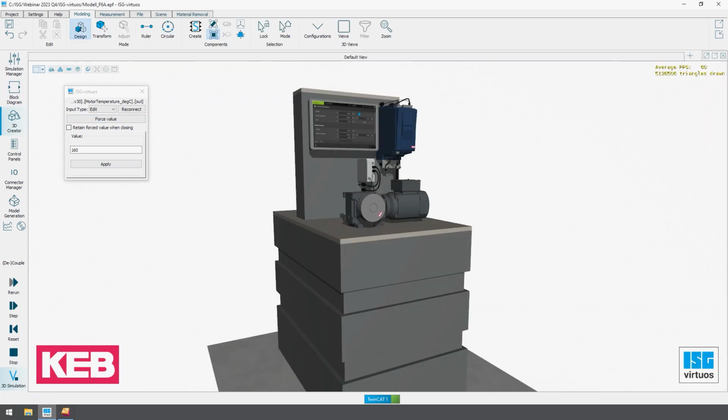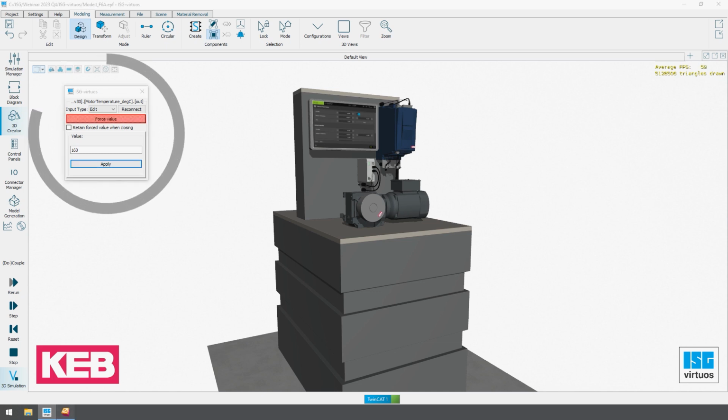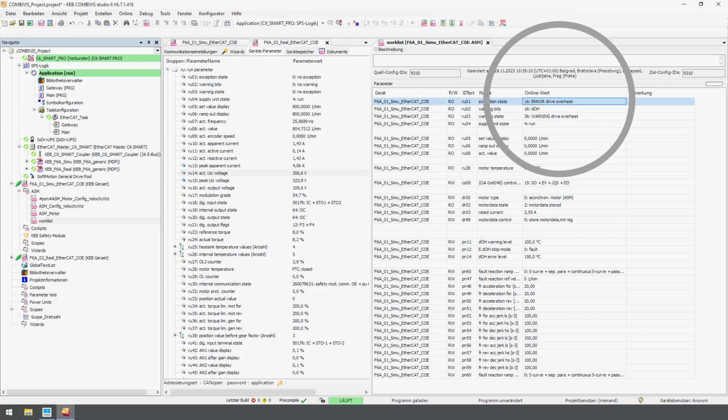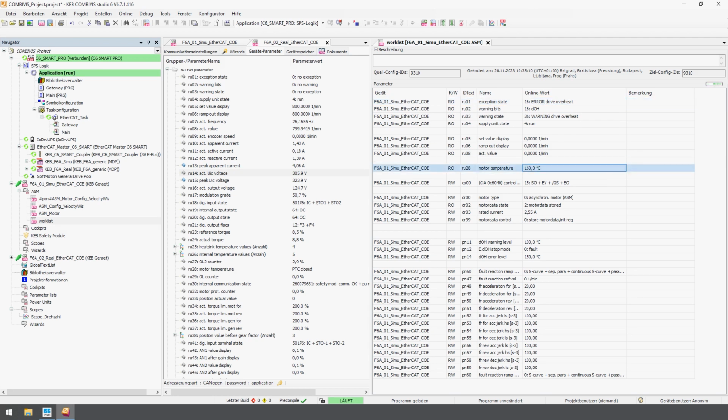Let's have a look at the 3D demonstration. And I would like to force the value. Now the simulation stops because we will get a drive overheat. That means a real behavior of a high temperature on the motor side in a simulated way.